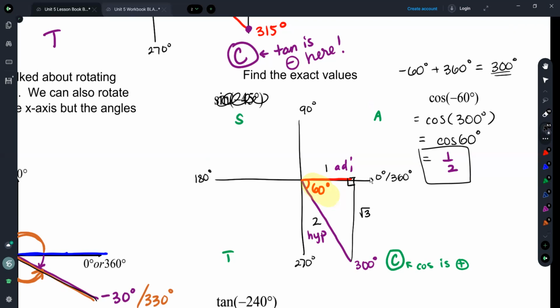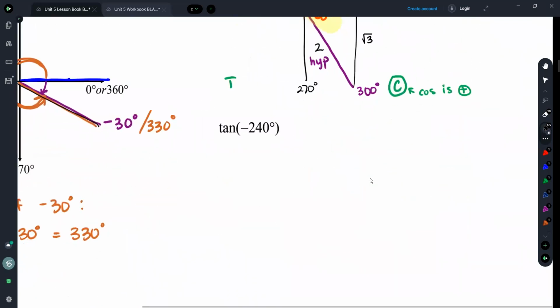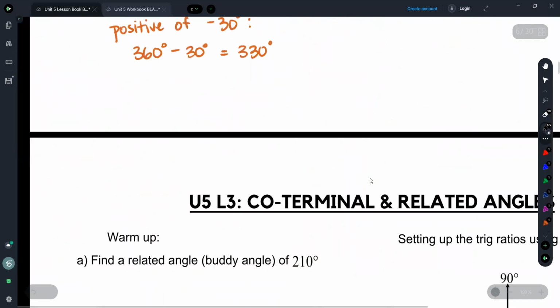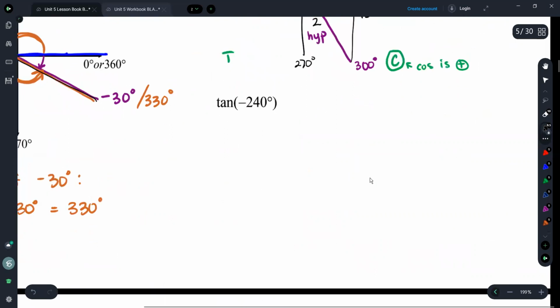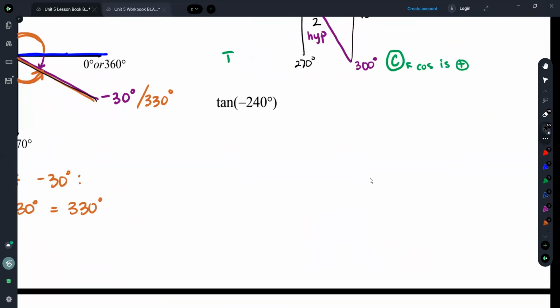Questions on this one? Okay, I want you guys to try the last one yourself. I'm going to give you a couple minutes head start. So start by switching the negative angle to the positive, and then follow the steps from above, and then we will take it up.